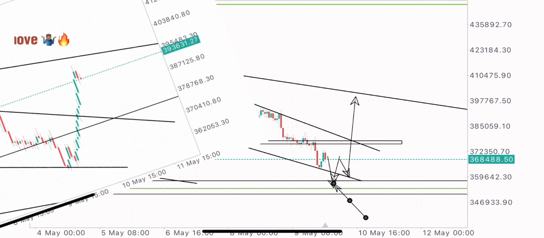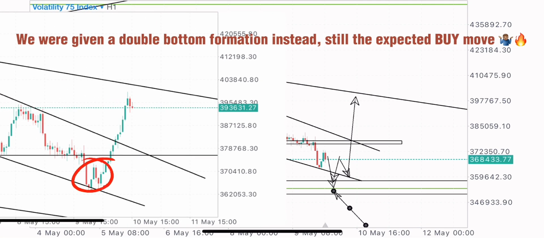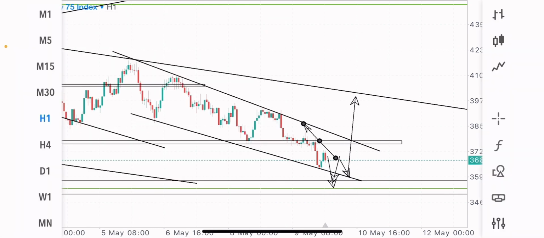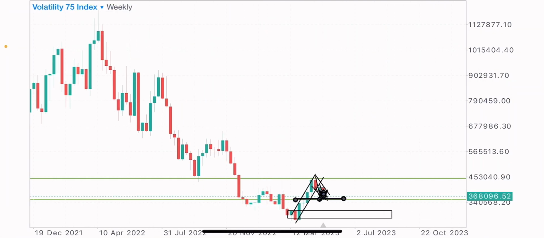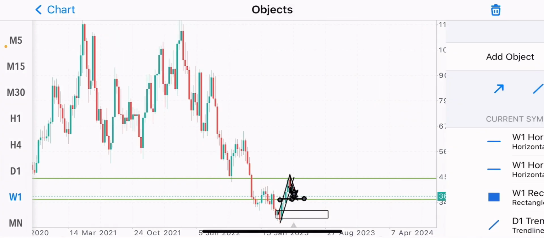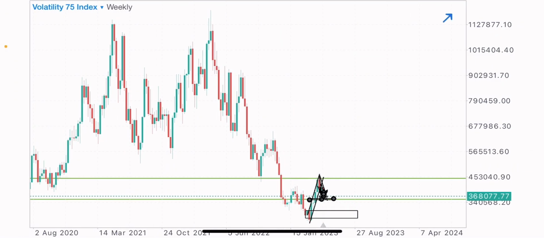Then we could see a head that would contest our support level. We'll be watching closely at this point for short-term buy opportunities, or basically long-term buy opportunities, because we could see a big reversal on the 75 index, for we have been on a downtrend for a very long time. So this could be a reversal point in the market.